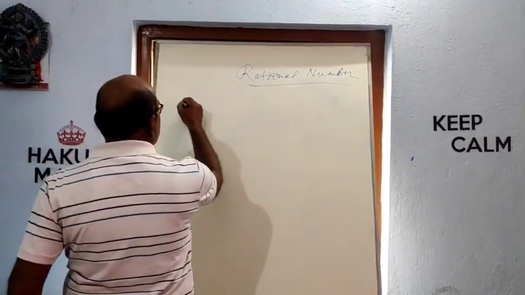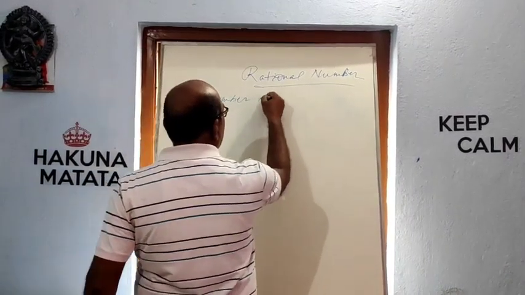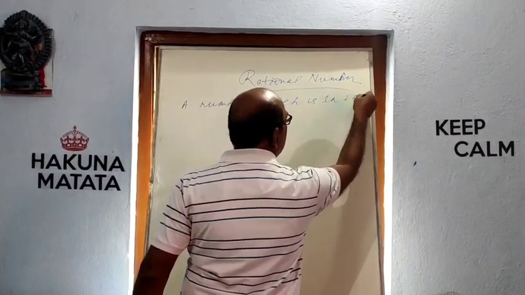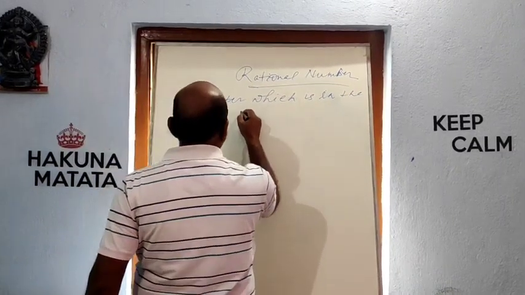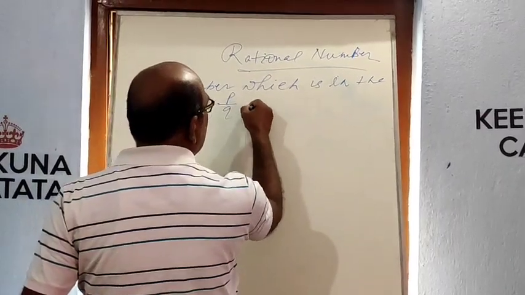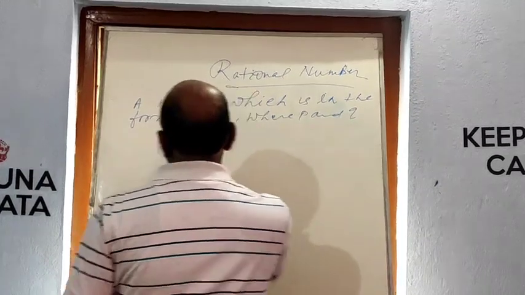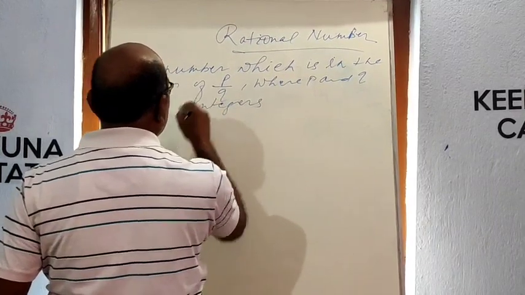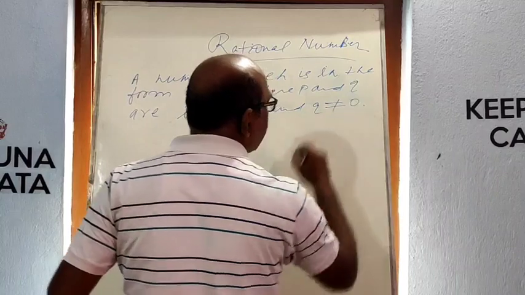The definition of rational number is a number which is in the form of p by q, where p and q are integers and q is not equal to 0.